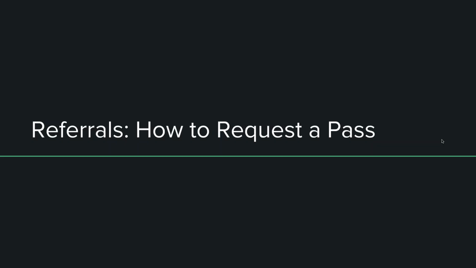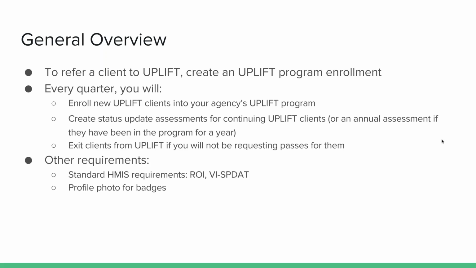All right, so how would you request a pass using the HMIS system? In general, you can think of referring a client to UPLIFT as creating a program enrollment in HMIS for that client. Every quarter, you're going to enroll any new clients into your agency's UPLIFT program. So if you have not requested a pass for that client using HMIS before, you'll be enrolling them into UPLIFT to request their pass.